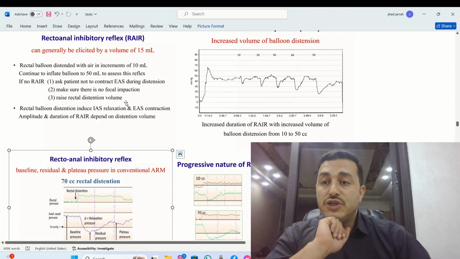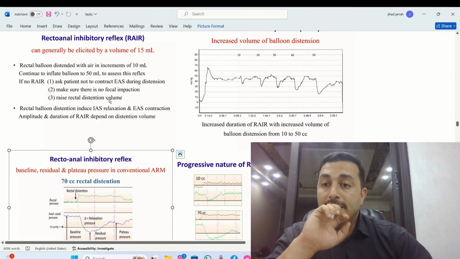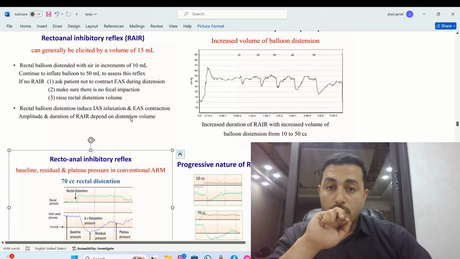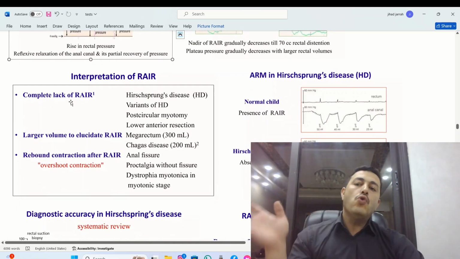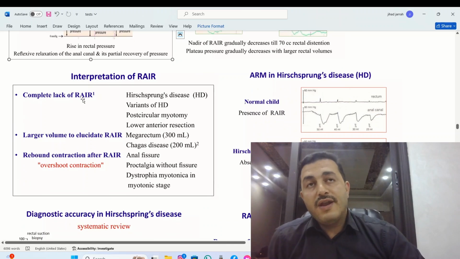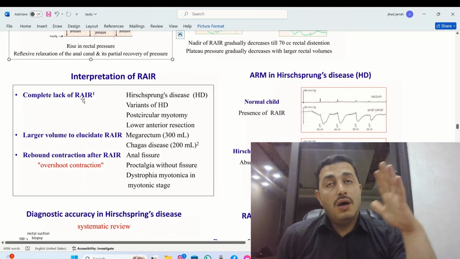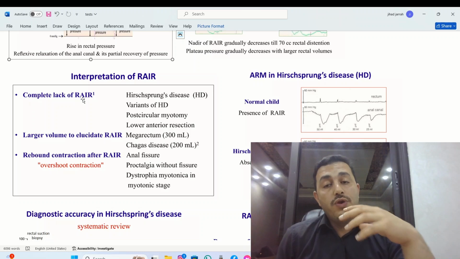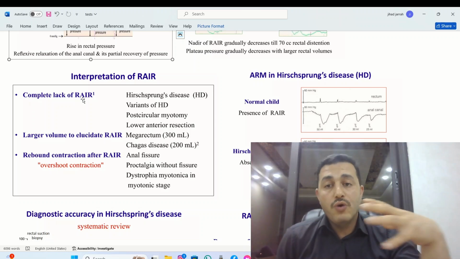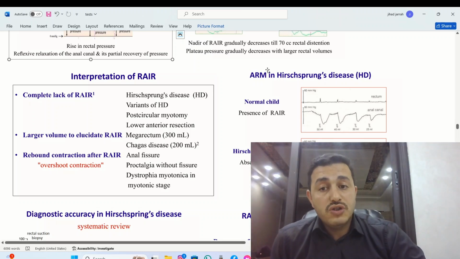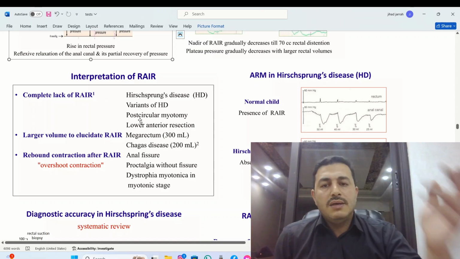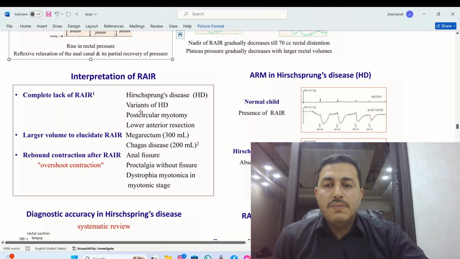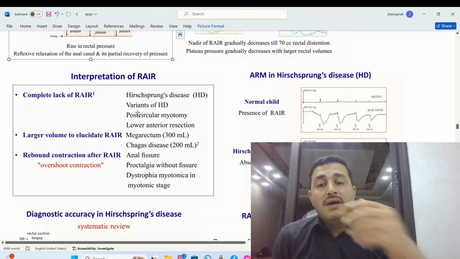What additional information do we want to add? Actually, we already talked about if we have no RAIR, even after distension of the rectal balloon with more volume, so we are talking about Hirschsprung disease, a type of myotomy, circumferential myotomy, post-circular myotomy, where we remove the myenteric plexus.